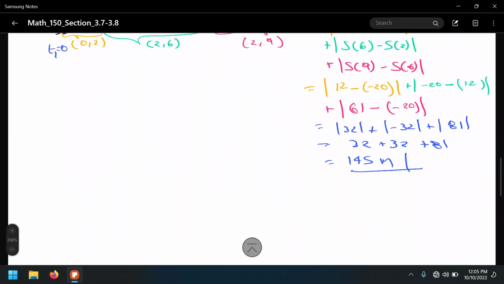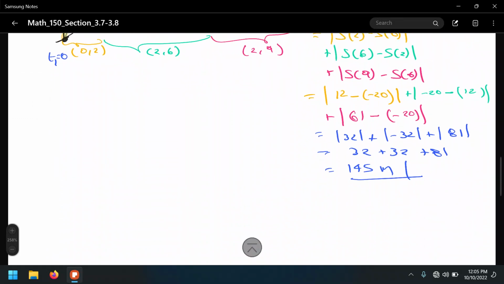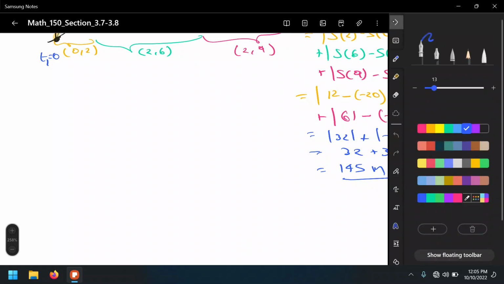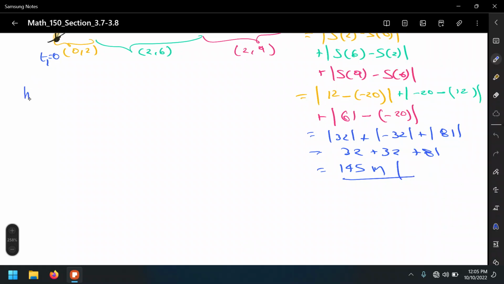Acceleration, letter H. Oh, yes. Thank you. So let me also change to writing. Okay. So H, acceleration.